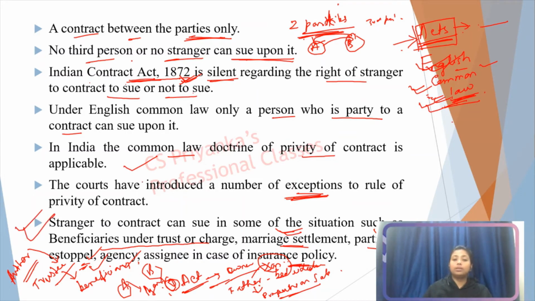That's why these are the exceptions. Other than these, if you're talking about a normal contract between the parties, then no third party is allowed to interfere in their matter.